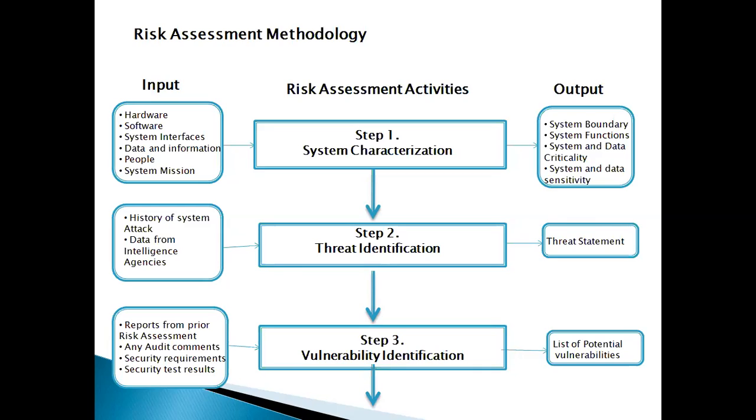Here, the input is system related information. Identifying risk for an IT system requires a keen understanding of the system's processing environment. The person or persons who conduct the risk assessment must therefore first collect system related information, which is usually classified as hardware, software, system interfaces, for example, internal and external connectivity, data and information, persons who support and use the IT system, system mission, for example, the processes performed by the IT system, and also system and data criticality and sensitivity.